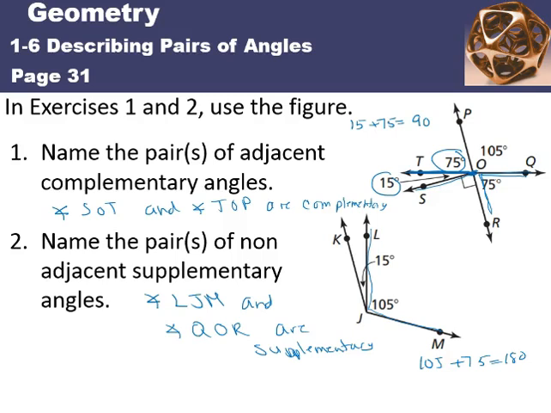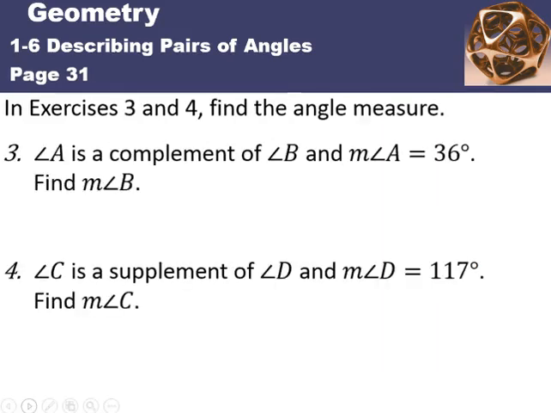Number 3. A is a complement of B, and the measure of angle A is 36, and we need to find the measure of angle B. So complements are angles that add up to 90. So to find the complement, I do 90 minus 36. So I borrow, so that would be 8 and 10. 10 minus 6 is 4, and 8 minus 3 is 5. So 54.